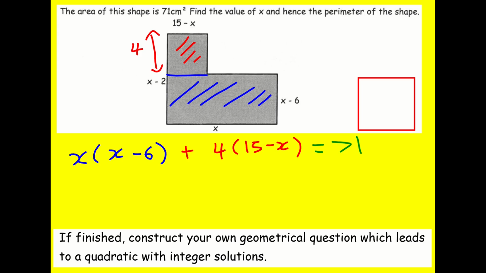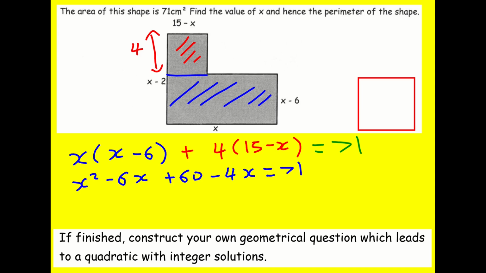equation. You get a slightly different equation if you split it the other way, or if you work out the whole area and then subtract this green bit, but they will all be equivalent. So I'm going to stick with what I've done. Right, let's expand it out. x squared minus 6x plus 60 minus 4x equals 71.